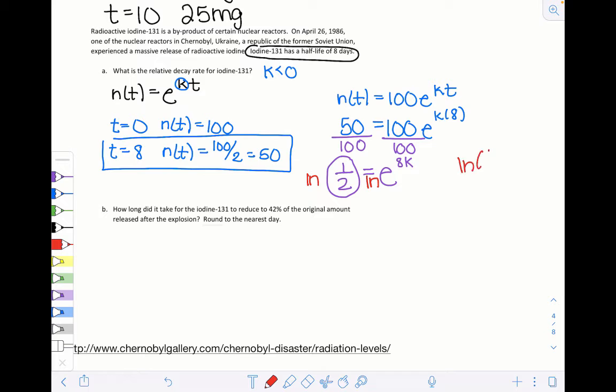So I've got ln of 1/2 is equal to, basically on the right side, the ln and e are sort of canceling out. So that leaves 8k, and then the last step is to divide by 8. So k is equal to ln of 1/2 divided by 8. And I'm going to go ahead and plug it into the calculator.